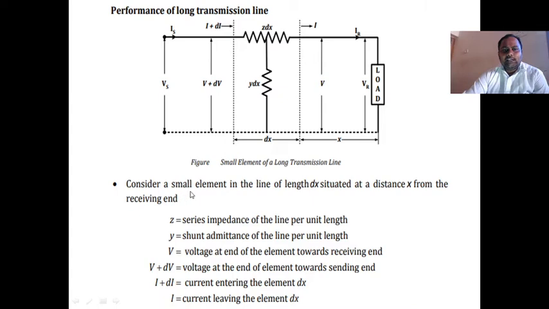So consider a small element in the line of length dx situated at a distance x from the receiving end. Already I discussed. z is the series impedance of the line per unit length. y is equal to shunt admittance of the line per unit length. V is equal to voltage at end of the element towards receiving end. V plus dV, the change in voltage, is the voltage at the end of element towards the sending end. I plus dI is the current entering the element dx. I is equal to current leaving the element dx.